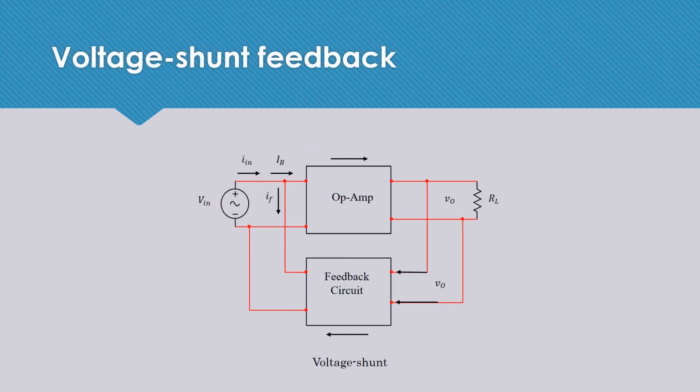This is voltage shunt feedback. Here Vin is the input voltage and V0 is the output voltage of the amplifier. Now V0 is being fed back as input to the feedback circuit and the output is current IF, that is the feedback current. That is the reason this is called voltage shunt feedback.